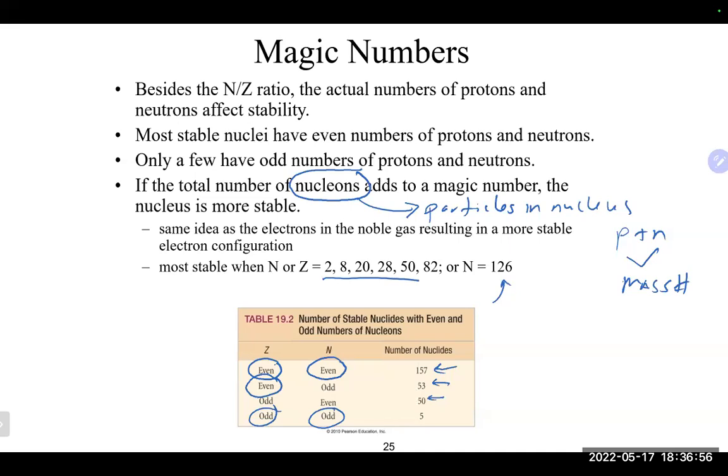So two good ways to look at stability are the neutron to proton ratio, and also, like I said, even and even. We'll look at something a little later in this chapter known as binding energy. That's another way you could look at stability of a nucleus, based on its binding energy per nucleon as well.